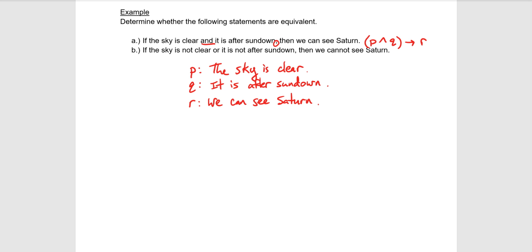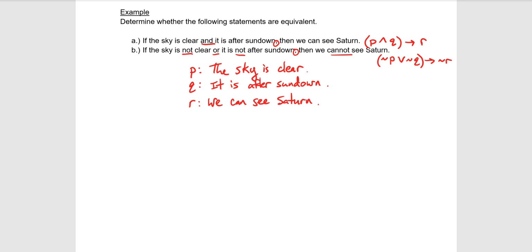And the second one, we have the comma right here. Once again, we have the parentheses covering the first two. If the sky is not clear, so that's going to be not P. Then we have or, so it's a disjunction. It is not after sundown, so that's not Q, negation. Then we cannot see Saturn is going to be another conditional, and it is also a negation.